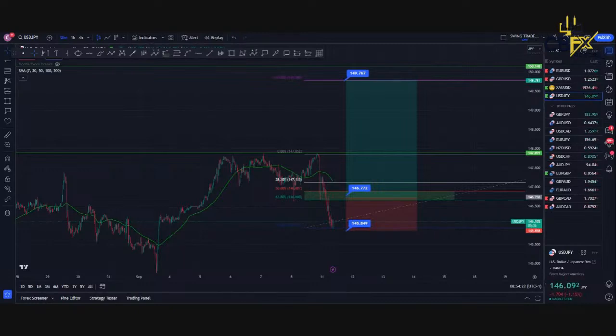Euro is correlated with GU. Yeah, they're not ready to fall yet. Yes, you're right.